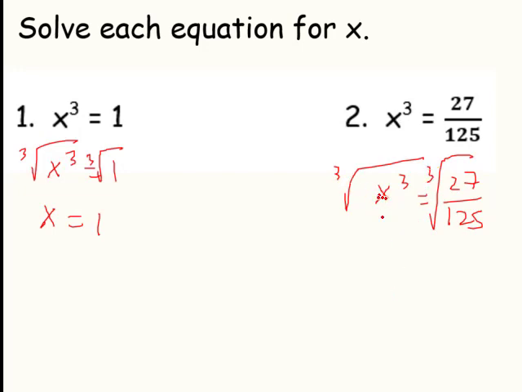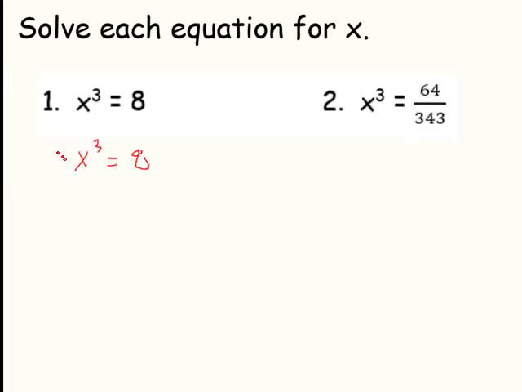So on our left side, we have x, and on the right side, we're looking for the cube root of 27 over the cube root of 125. So in this particular case, we have 3/5. We'll take the cube root of the left side and the cube root of the right side. So we're left with x, and the cube root of 8 is 2.